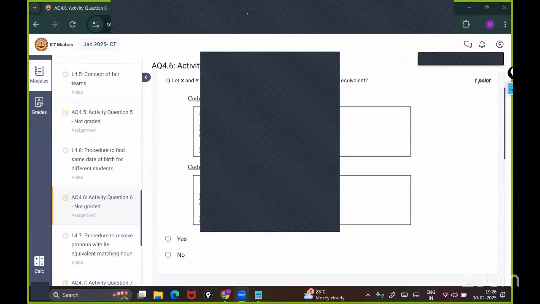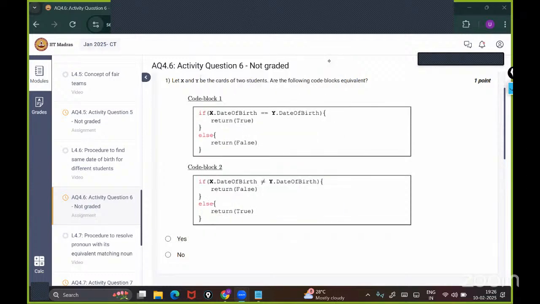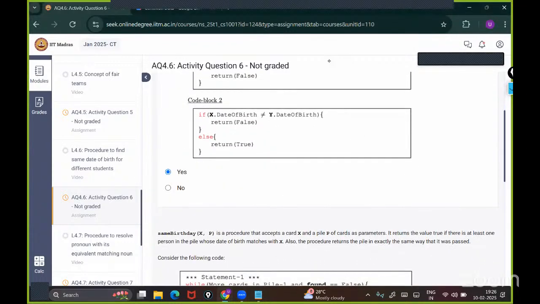Actually, both the things are conveying the same thing. What is given in the first question, like the first activity? It is like first it has to check with the date of birth. If both are true, it is giving us true. In the second code block, if both are not equal, it is giving us false. Which means if it is equal, what will it return? It will return true, right? So both the cases are the same.